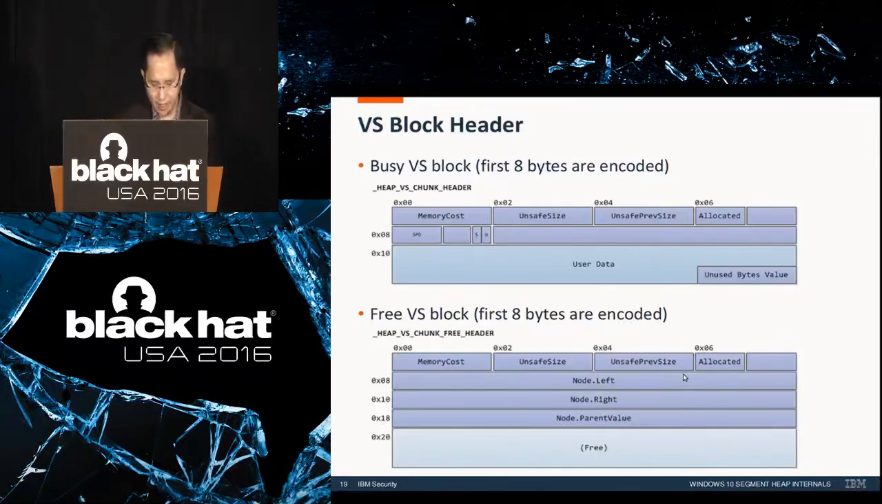So another important field is the bit here. It is an unused bytes field. It is the bit that means that there is a difference between the user requested size and the total block size, which happens due to the allocation granularity. The value of the difference is stored at the end of the VS blocks in the last 2 bytes. Finally, the free VS blocks are nodes of the VS free tree, and that is why there's a node field here starting at offset 8.